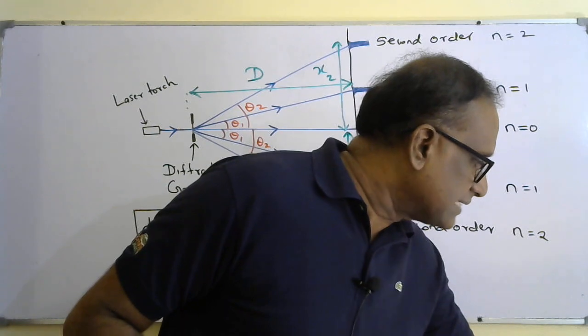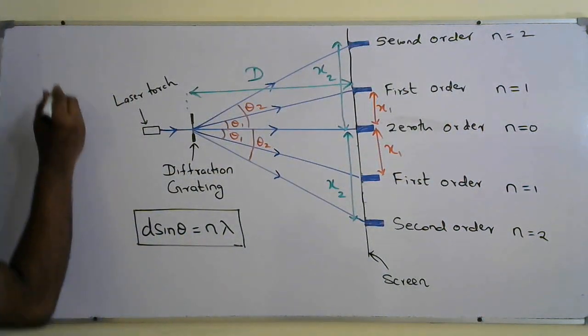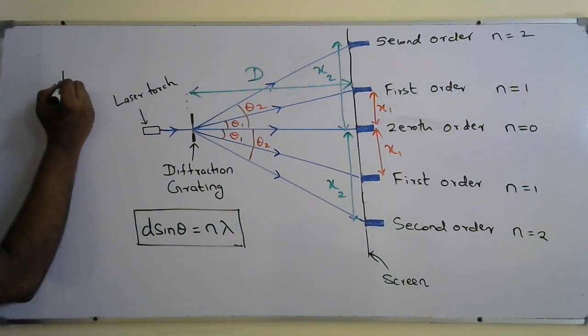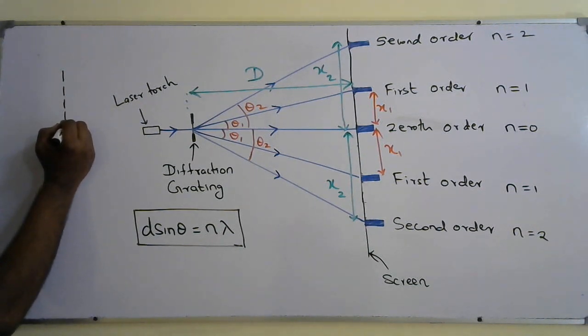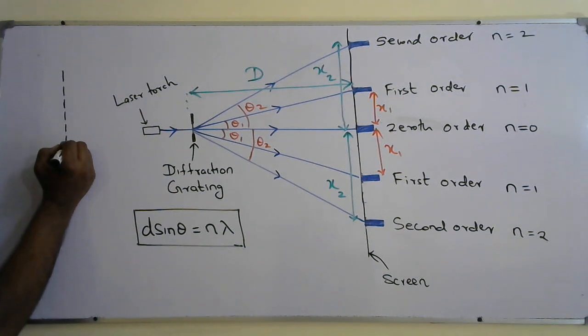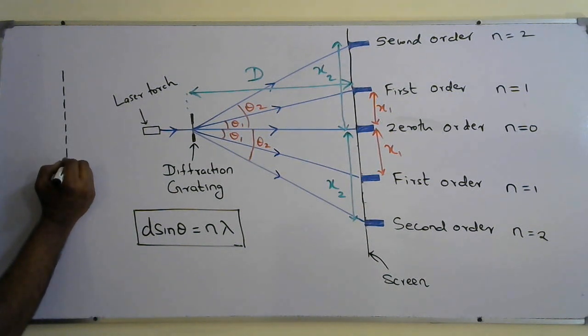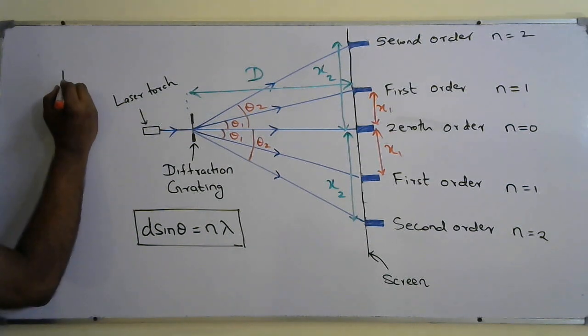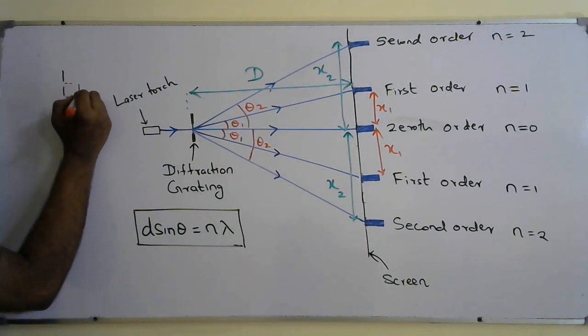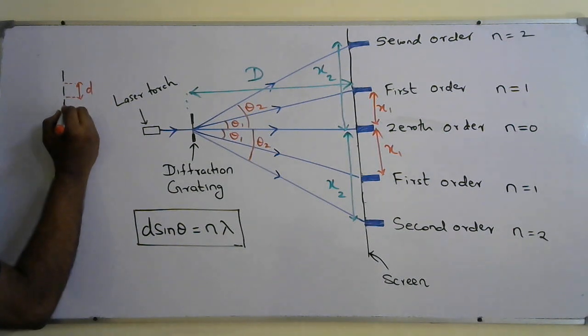So if I draw the slits like this on a diffraction grating, there are several slits in 1 millimeter. So what does d mean? d is the distance between the next to next slit. This is d. Same way, this is d.